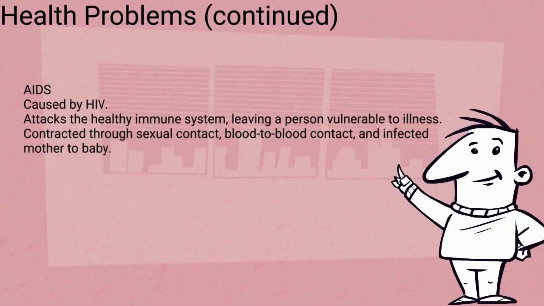AIDS, caused by HIV, attacks a healthy immune system, leaving a person vulnerable to illness. It is contracted through sexual contact, blood-to-blood contact, and from an infected mother to her baby.